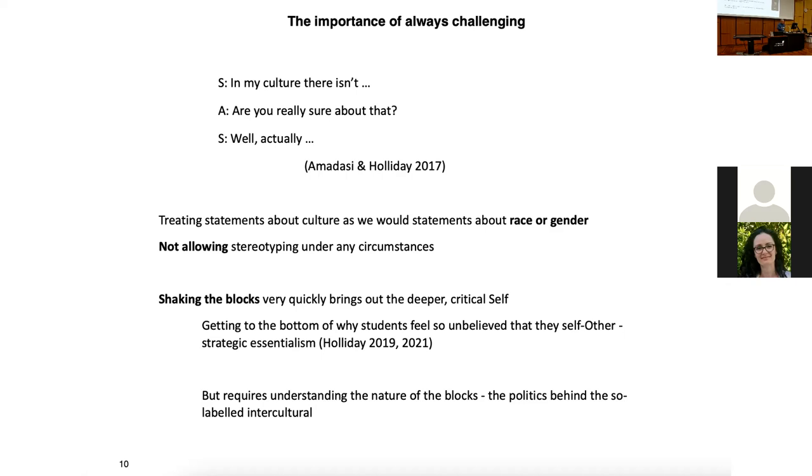Okay, getting to the bottom of why students feel so unbelieved that they have to resort to these essentialist statements about who they are. What is going on here? This has a lot to do with power, but I really don't understand why it is that students have to diminish themselves with these statements. I think there's a lot of research to be done there.